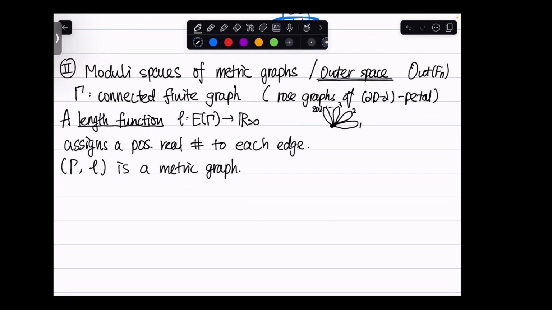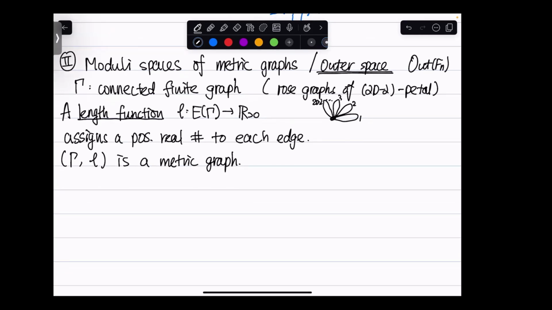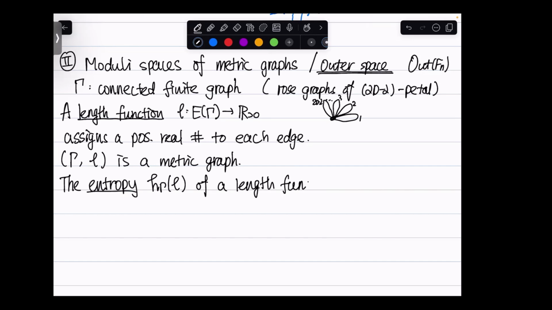So a graph together with a length function is a geometric object. If we have a metric graph, or a length function, we can define the entropy of the length function. The entropy H_gamma of L, of a length function L, is defined as the limit as t goes to infinity. This is kind of like the topological entropy that people have already seen: 1 over t times the log of the number of loops in the graph such that the length of the loop is smaller than or equal to t.